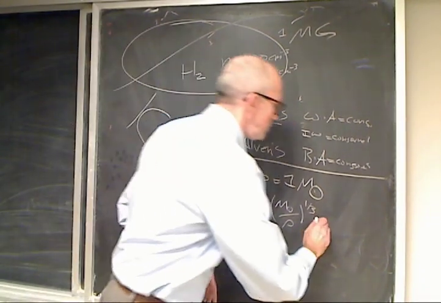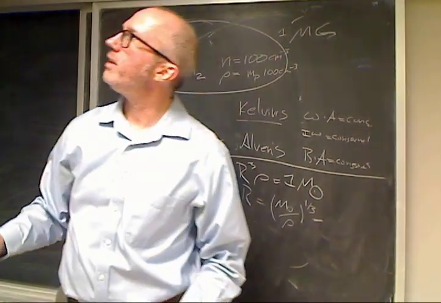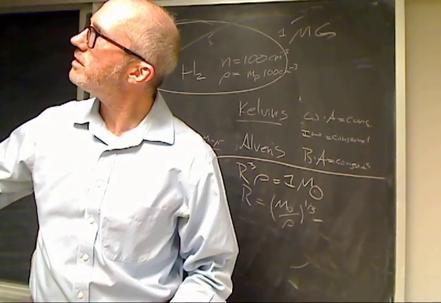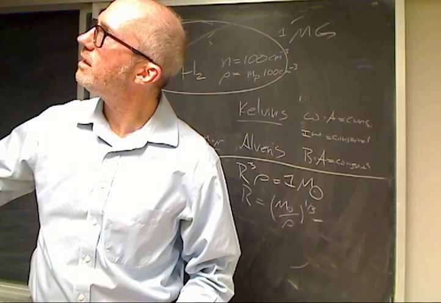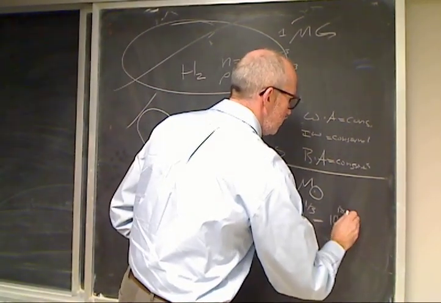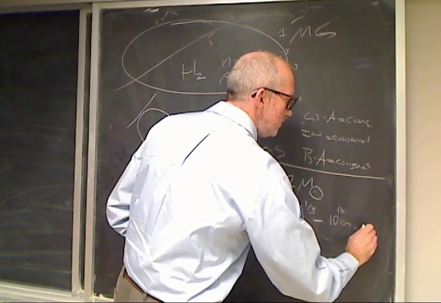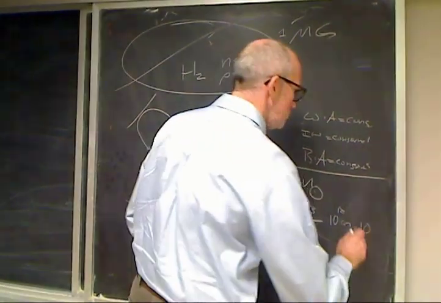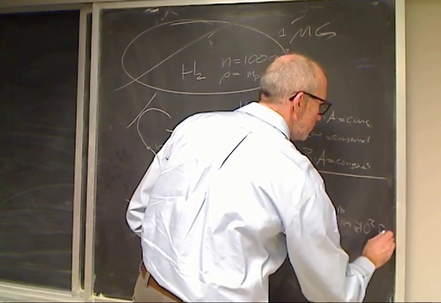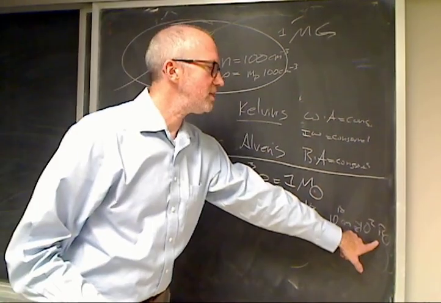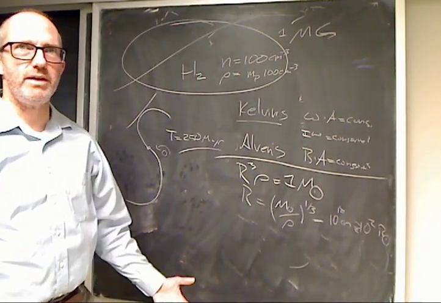And that's, what do I get? I got 10 to the 18 centimeters, which is a few light years, which I wrote here as 2 times 10 to the 7 R sun. I wrote it as r relative to R sun because that's going to make the math easier in about 9 seconds.